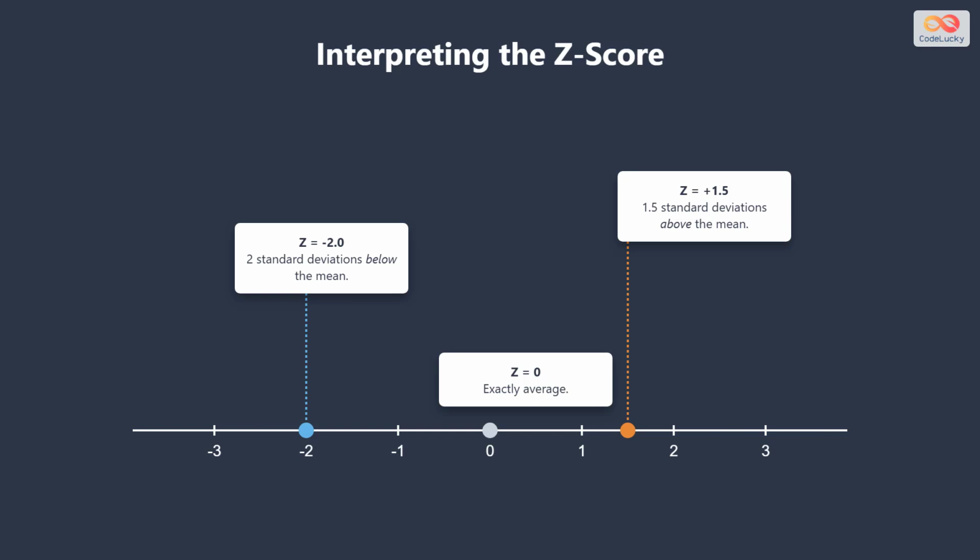What does that 1.5 mean? It means your score is 1.5 standard deviations above the average. A positive z-score is above the mean, and a negative z-score is below the mean. 0 is exactly average.